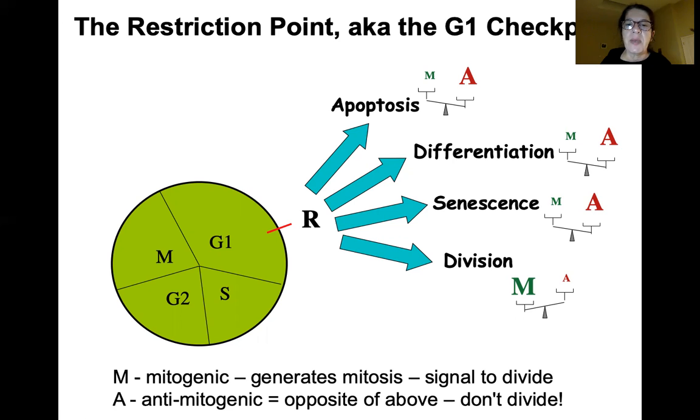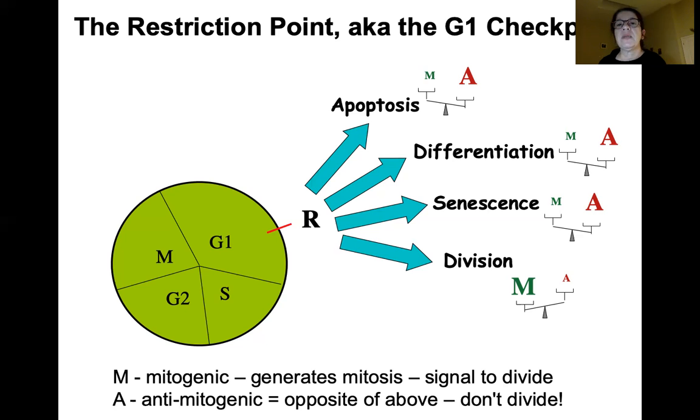Once the cell proceeds past this checkpoint, there's no turning back. Even if something goes wrong, this cell is committed to cell division. It's committed to mitosis. Now, if the anti-mitogenic signals, the ones that tell the cell not to divide, outweigh the mitogenic signals, then the cell will not divide.